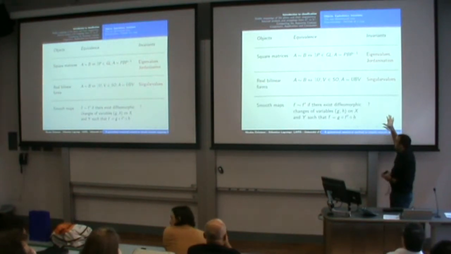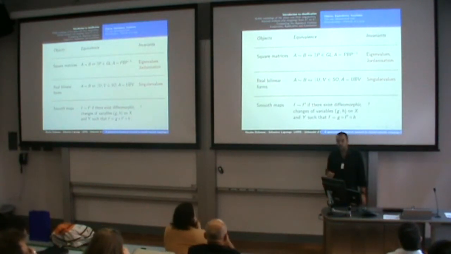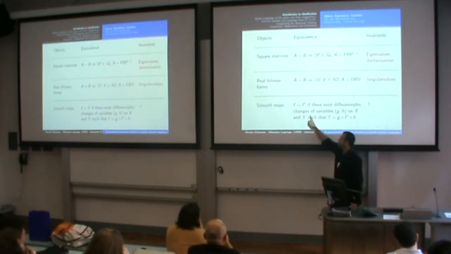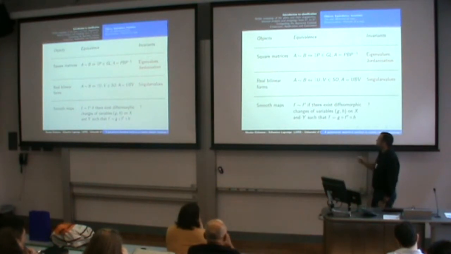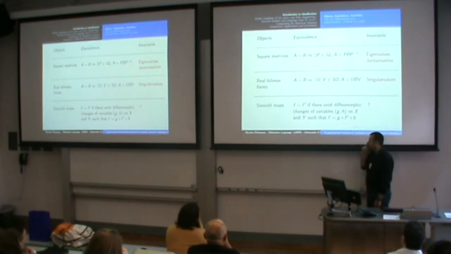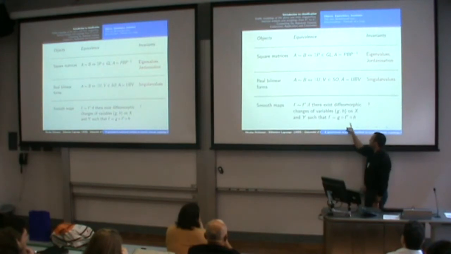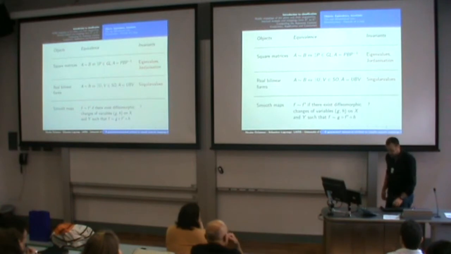So today, I'm going to speak about this last line. The objects that we are going to consider are smooth maps. And we are going to consider that two mappings, f and f prime, are equivalent if there exist diffeomorphic changes of variable on the source space of each map and on the target space such that f and f prime are related by this relation.